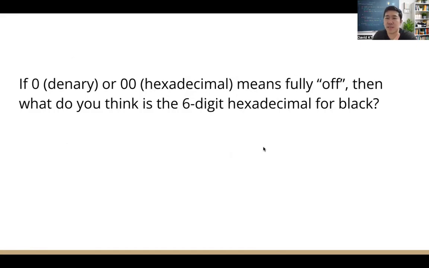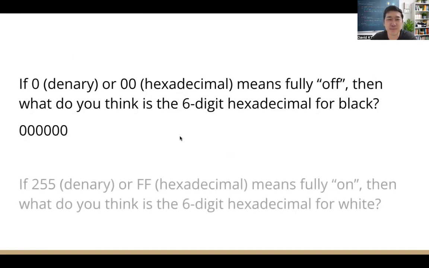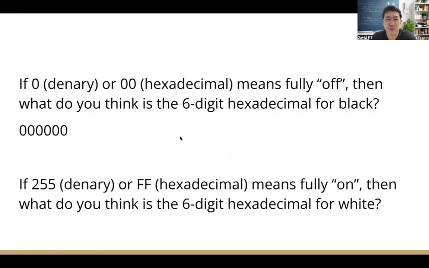So if 0 in decimal, aka denary, which is 00 in hexadecimal, means fully off, then what do you think the 6-digit hexadecimal is for black? 000000. Remember, black is the absence of all light. So if 255 or FF means fully on, then what do you think is the 6-digit hexadecimal for white? Remember, white is all lights completely on. The answer is FF, FF, FF.